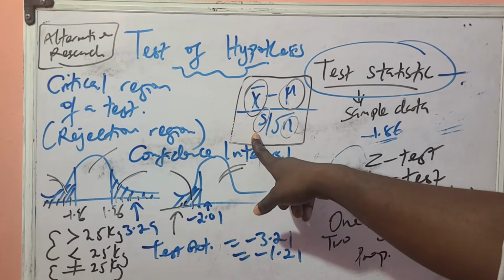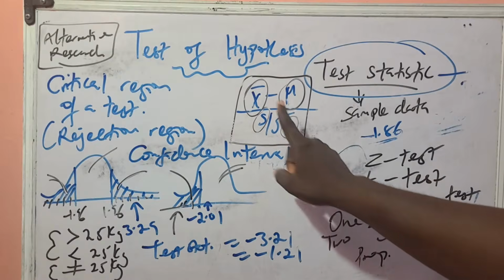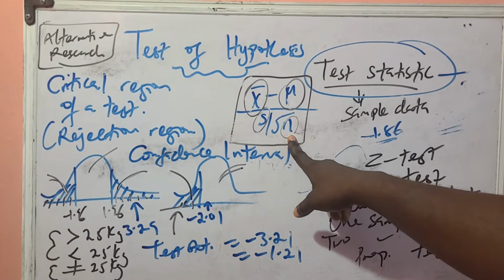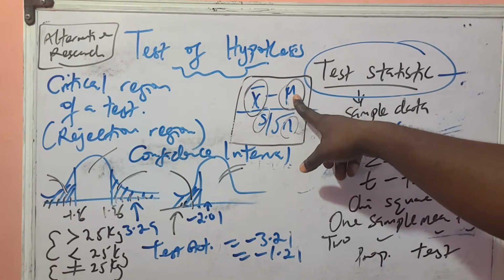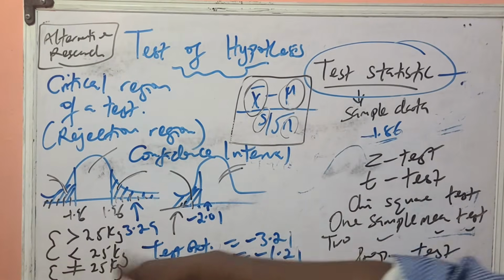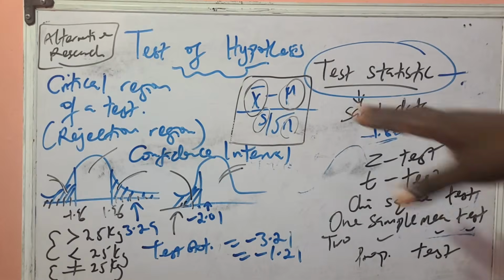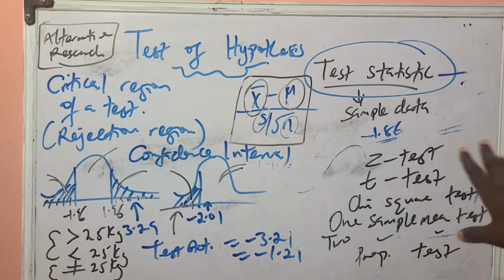This is S, which is the sample standard deviation. This is N, which is the sample size. So you can see it's gotten from sample data. And this mu here is the hypothesized mean. That's what you're always defining on your hypothesis. We'll come into all this later when we start to solve questions on it. I just want you to get your hands around the meaning of all these terminologies.